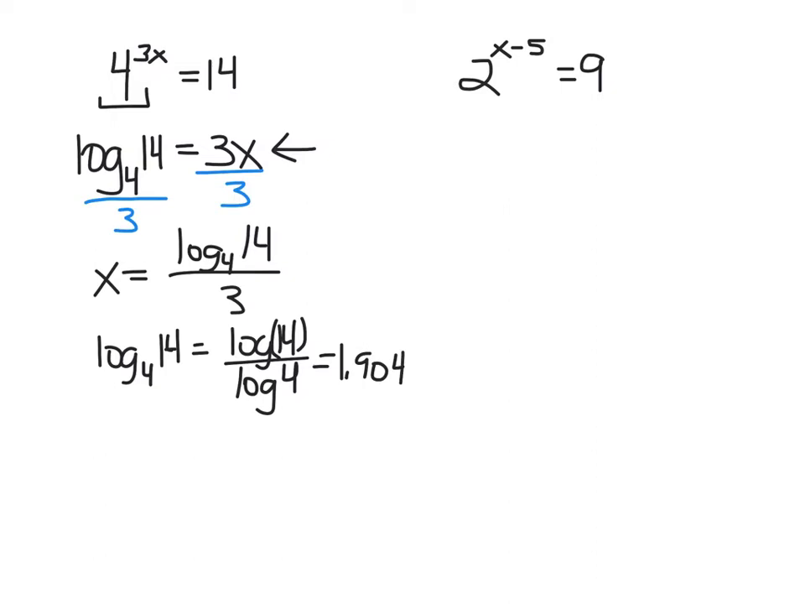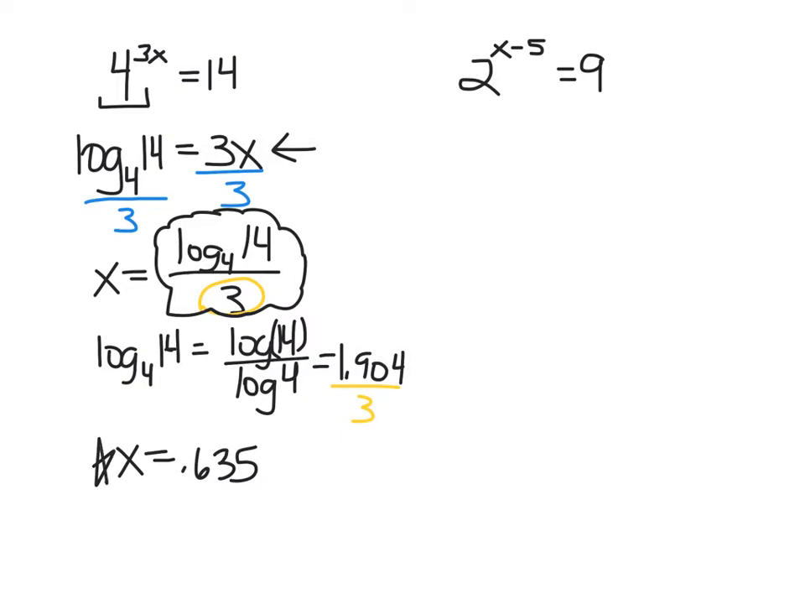And now my next step is going to be this whole thing divided by 3. So on my calculator, I'm going to divide by 3. And I get x equals 0.635. Now usually I would go straight from this answer to this last line. I'm just trying to show what I'm typing in the calculator.